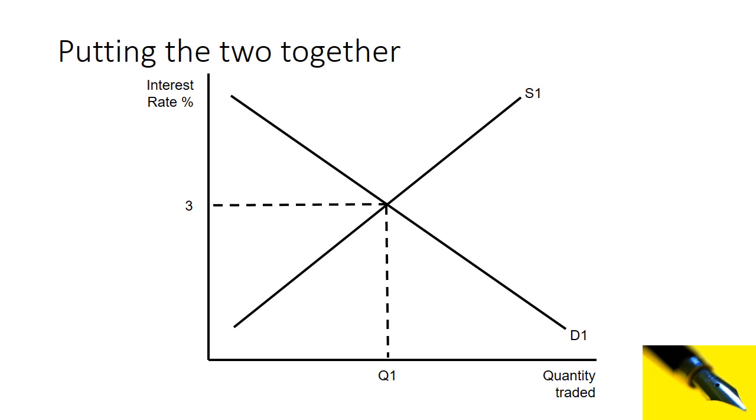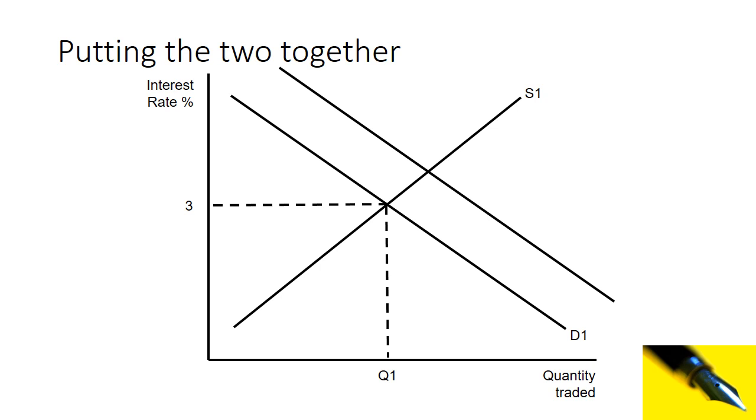The Bank of England's interest rate is set by the Bank of England itself. This is the money market interest rate. So this is the interest rate that you might have, for example, on a savings account if you go to your bank, or the rate on loans if you go out and get a loan. This is the market rate. This is the rate that you actually pay if you get a loan, or that you actually receive if you have a savings account. This is the money market interest rate. So in this example, the money market is in equilibrium at 3% interest rate with a quantity traded of Q1.